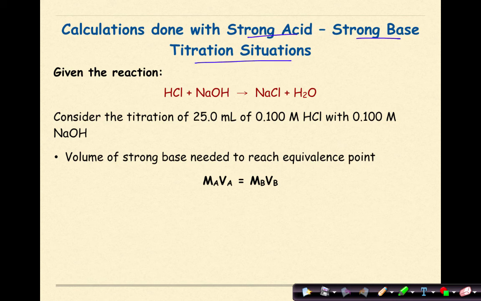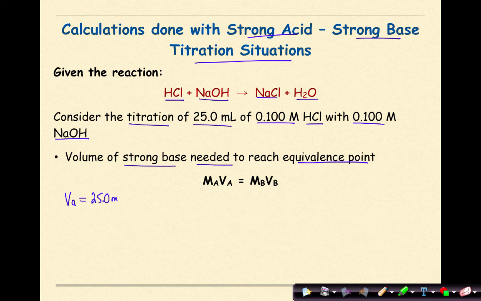Given the reaction, HCl + NaOH yields NaCl + H2O. Consider the titration of 25 milliliters of 0.1 molar HCl with 0.1 molar NaOH. So let's list out our variables. Our volume of our acid is 25 milliliters. The molarity of our acid is 0.1 molar. The volume of our base is our X, that's what we're going to be looking for, and the molarity of our base is also 0.1 molar.